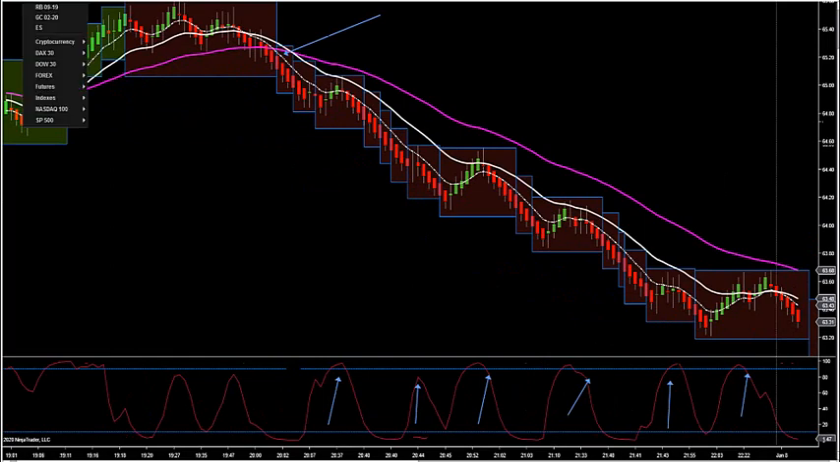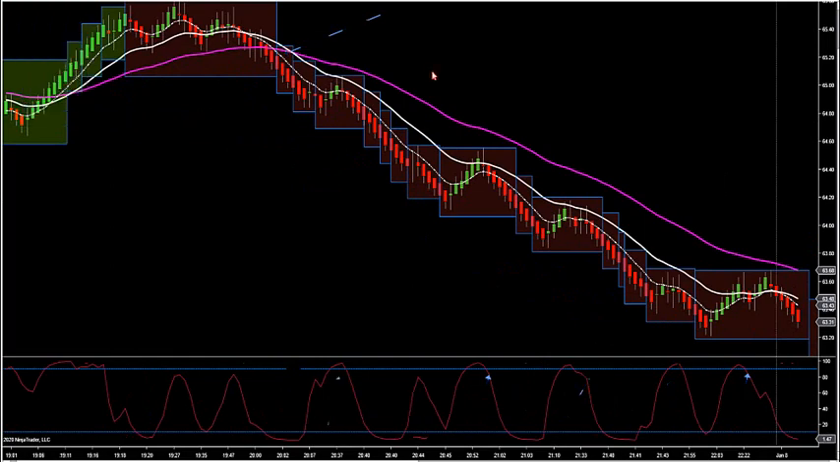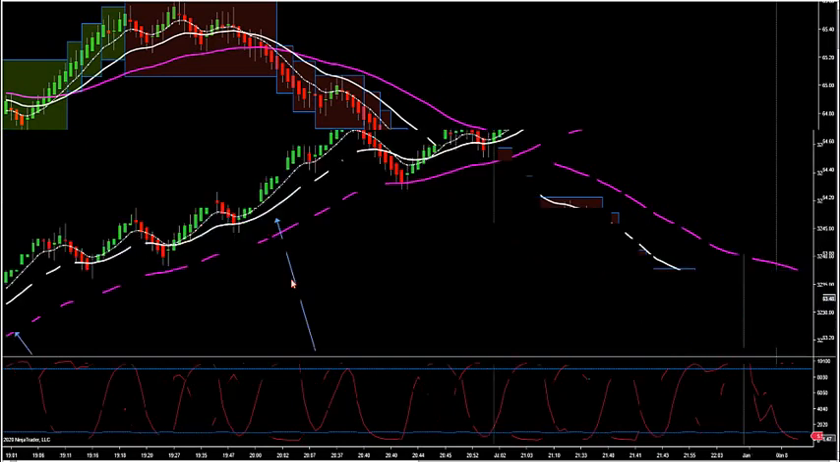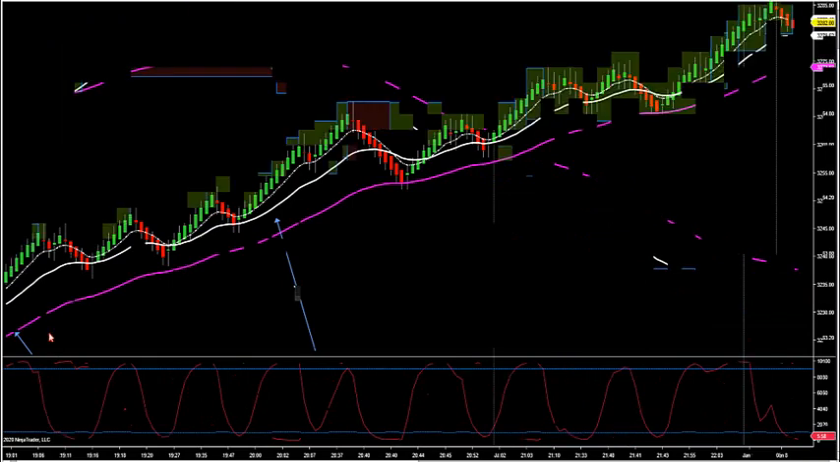You can put this on the S&P 500 too. It really doesn't matter what market you look at. It's a concept. NASDAQ futures, Dow minis, Russell 2000, mini Russells. It doesn't matter what market you're looking at. You're doing the same concept.